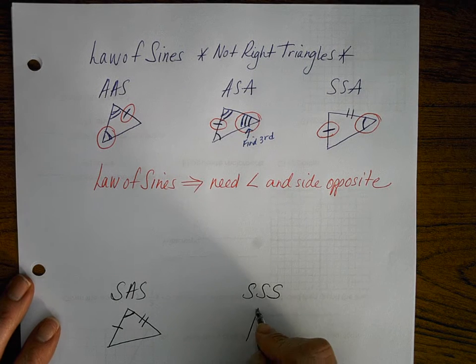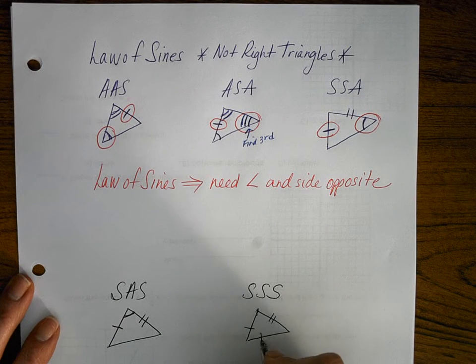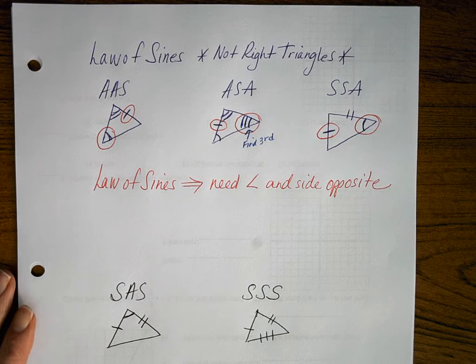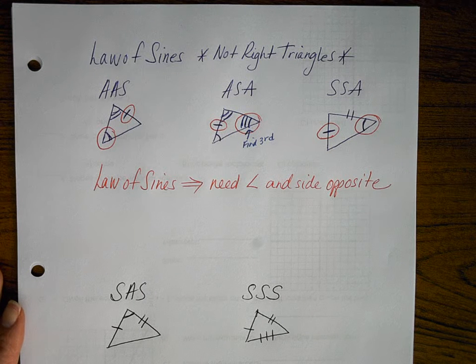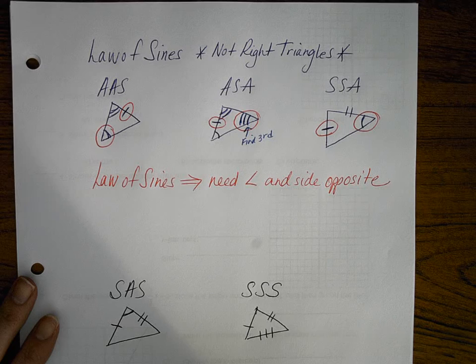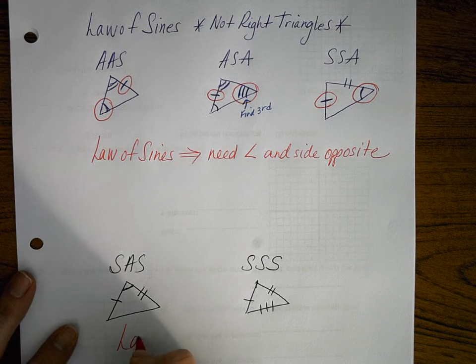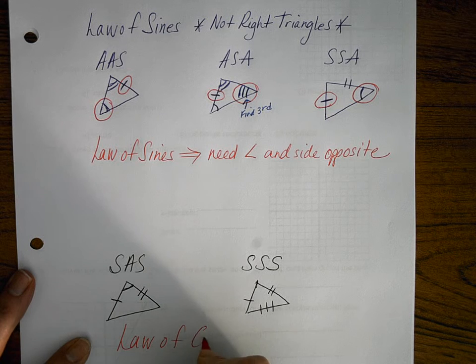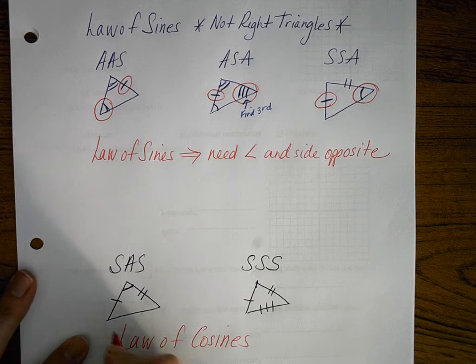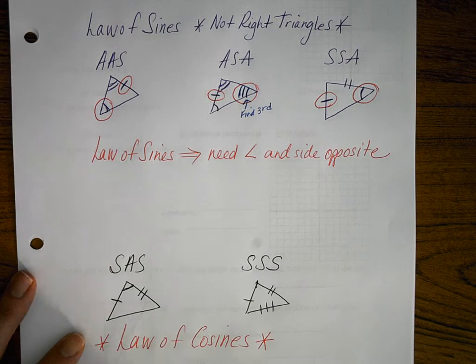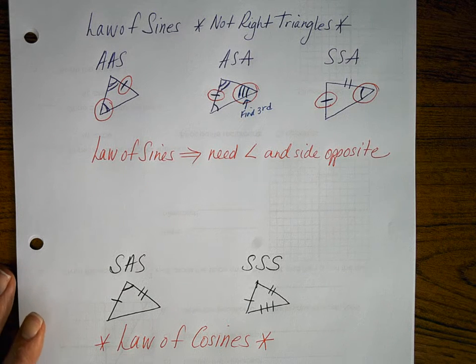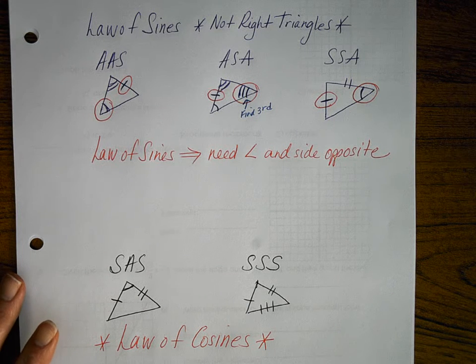All right, what about side, side, side? Same thing. I don't know an angle and the side across from it. I don't have one full pair, which means that I need something else. And the something else that we are going to be using is called the law of cosines. Because I do not have an angle and the side across from it, I need law of cosines.